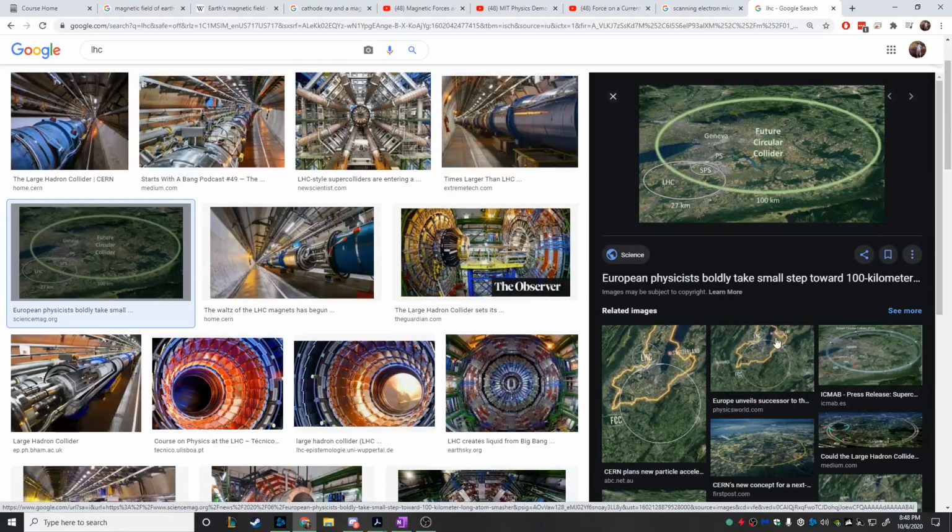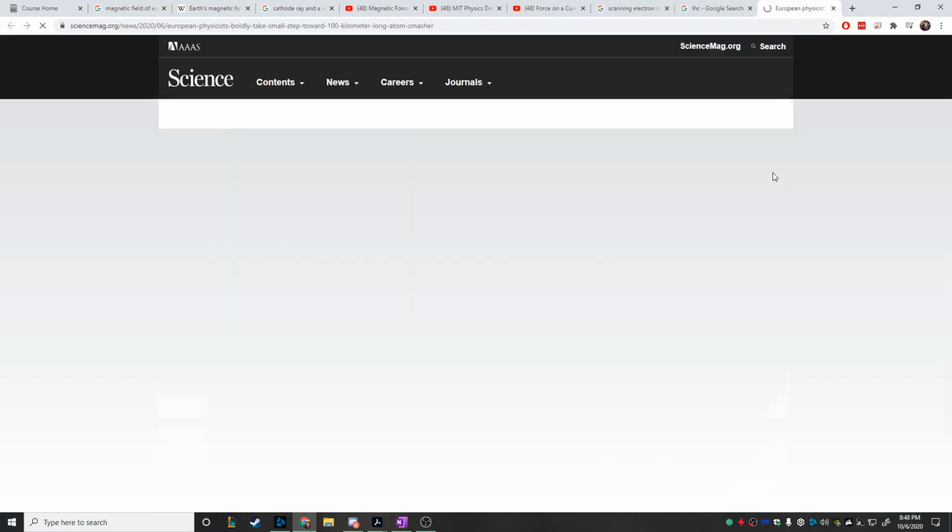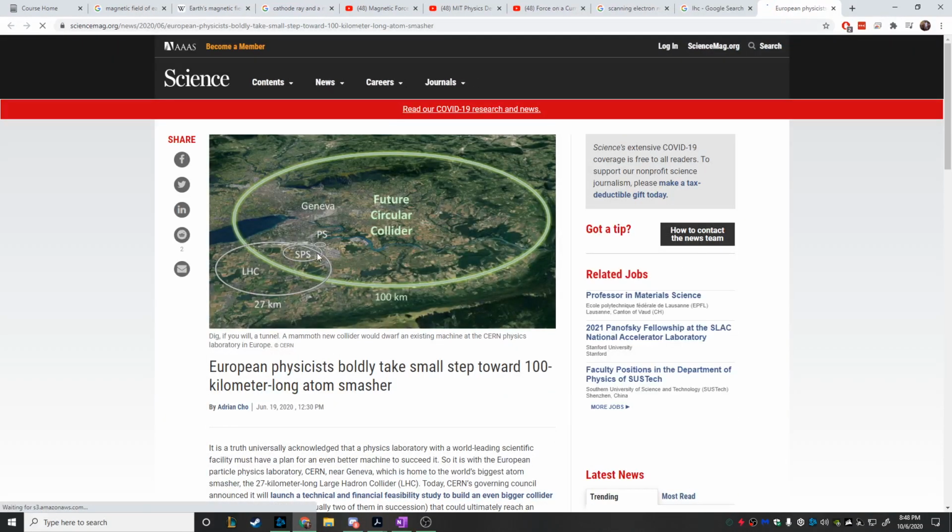This has another collider that's being built, but it's a 27-kilometer ring right here that has other tiny rings. I don't know how well that's showing up on your screen. There's other tiny rings that are like little accelerator rings. They inject particles traveling in one direction here and the other direction there, and then they collide with each other somewhere along the ring.